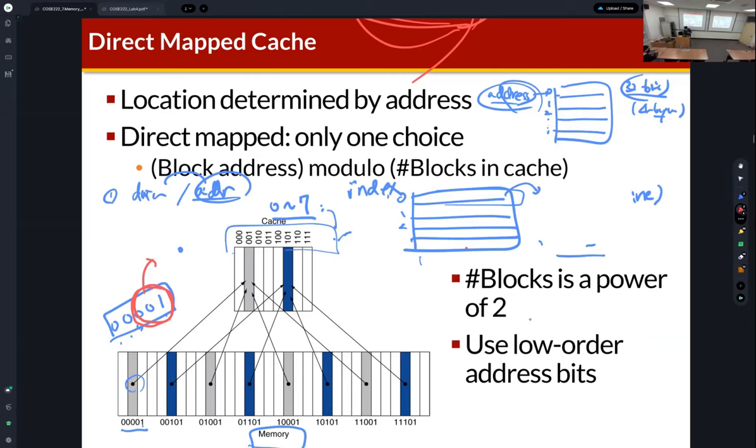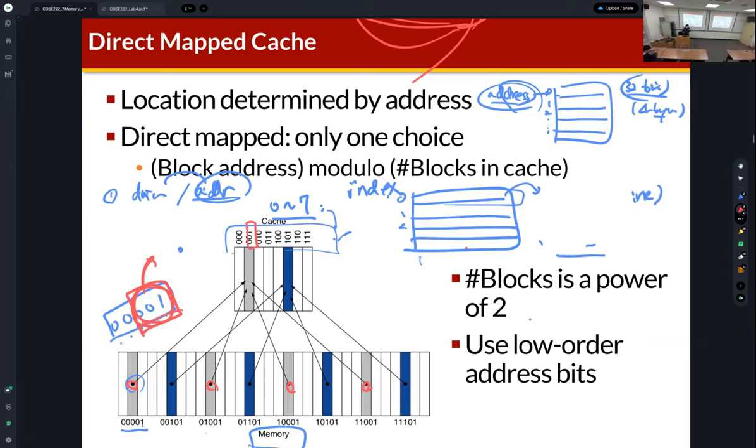So in this example, we use the lower 3 bits for deciding the index of the target cache block, 001. Which means we can find many data which have 001 in the lower 3 bits of the address, like 00001, 01001, 10001, 11001, right? So when these data are requested, these data are all stored at index number 001, okay?